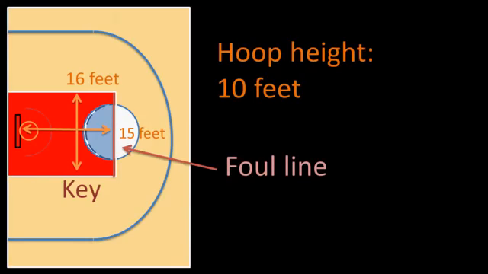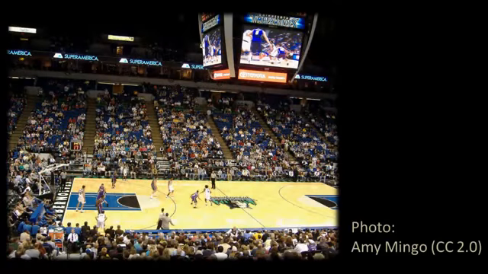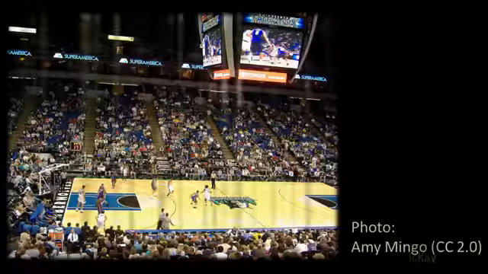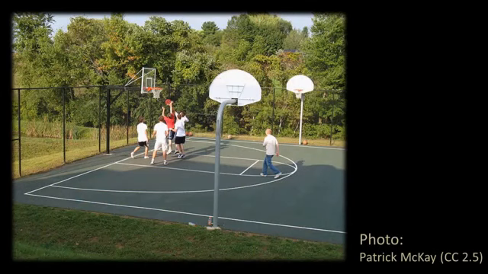Now that we know the dimensions, you can see what a real court would look like here during an NBA game in a big fancy arena. And likewise, you can see how the court is set up the same way on a playground. Even though maybe not every line on the NBA court is here, the important ones, the foul line, the three-point line, things like that, they are all here. And so that is how a basketball court is laid out. Thanks.